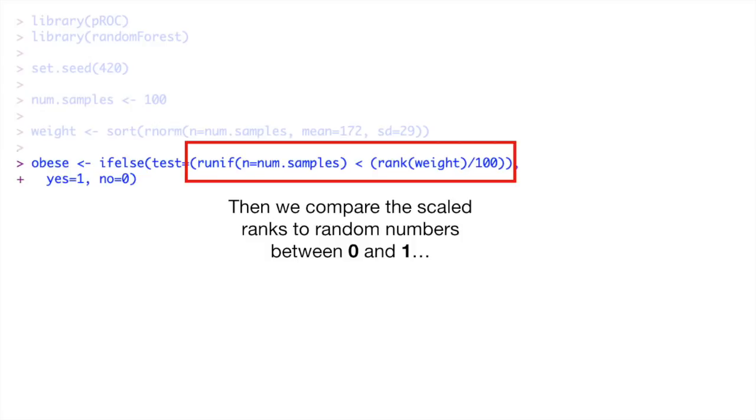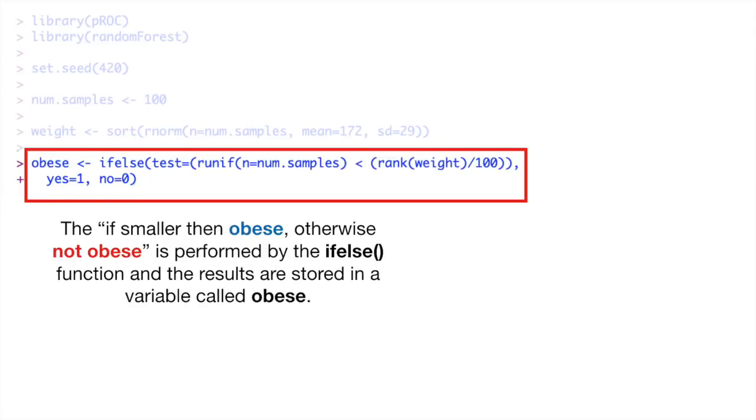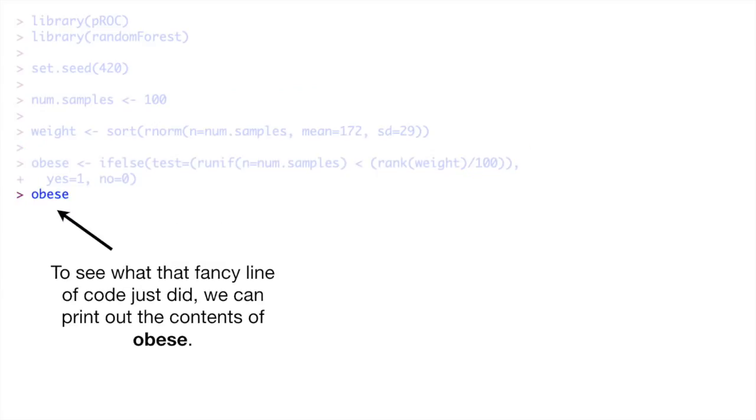Then we compare the scaled ranks to random numbers between 0 and 1. And if the random number is smaller than the scaled rank, then the individual is classified as obese. Otherwise, it is classified as not obese. The "if smaller, then obese, otherwise not obese" is performed by the ifelse function, and the results are stored in a variable called obese.